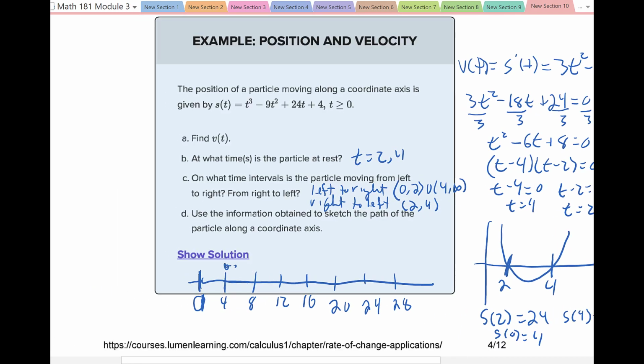We start at 4. We're trucking along here. Then at 24, it takes that turn back to 20. Then it turns again, because this is our s of 2, and this is our s of 4, where the velocity goes negative for that bit, and then it goes positive again. Okay, next one.